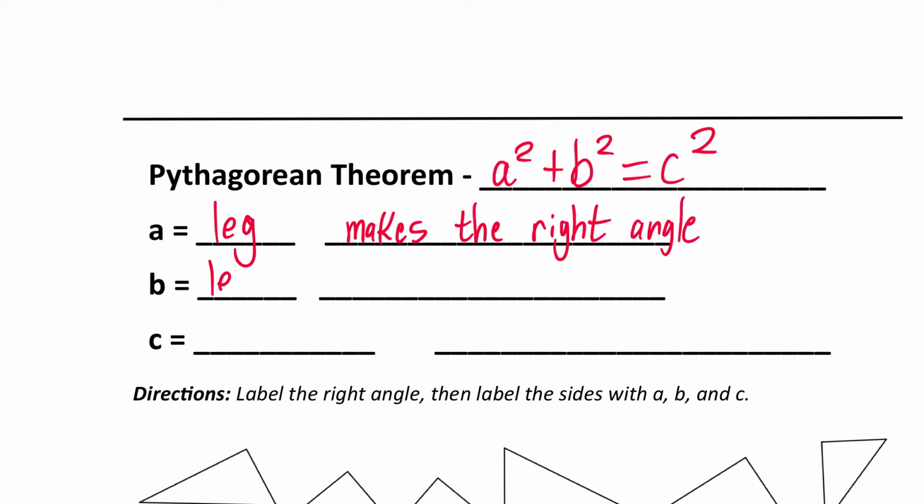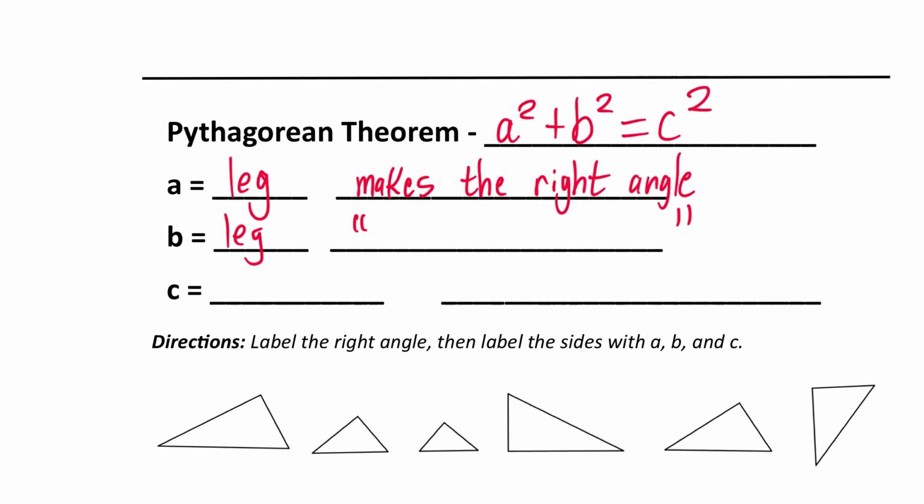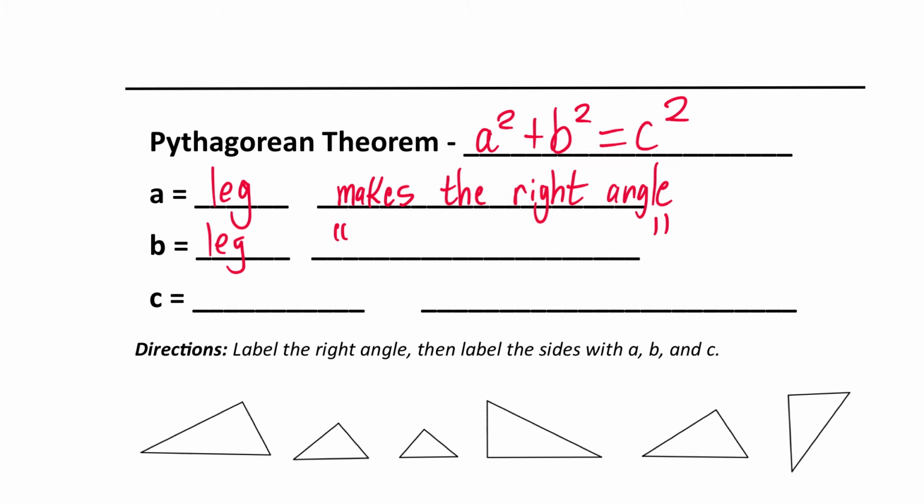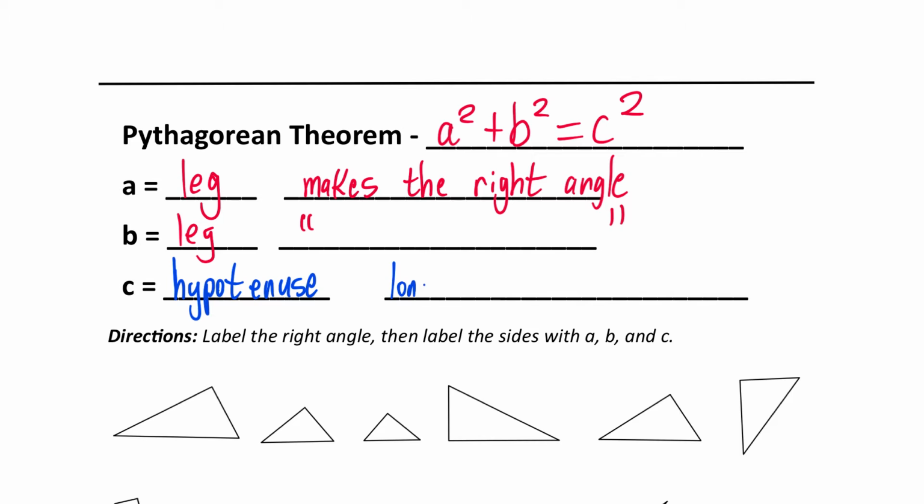B is basically the exact same thing. It's a leg. It's one of the sides that makes the right angle. Okay, what is the C? Hypotenuse. All right, and so remember, the hypotenuse is the longest side. That's one way to know. And the other way is it's the side that is across from the right angle.